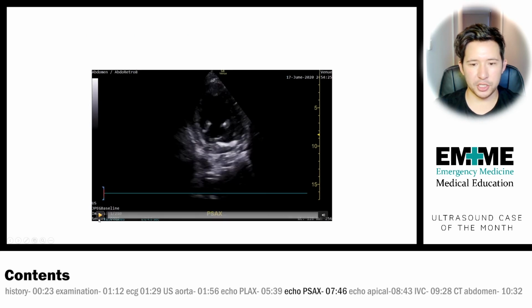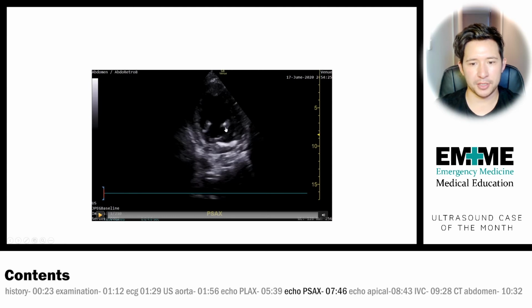So this is the short axis view. What we've done is turn the probe 90 degrees from where we were before. In the same position, we've just rotated it clockwise 90 degrees, so the marker is pointing at the left shoulder of the patient. So we're taking a slice through the left ventricle in cross section.